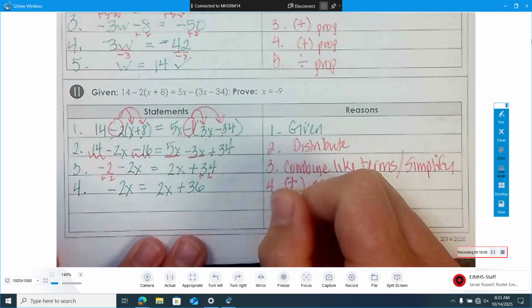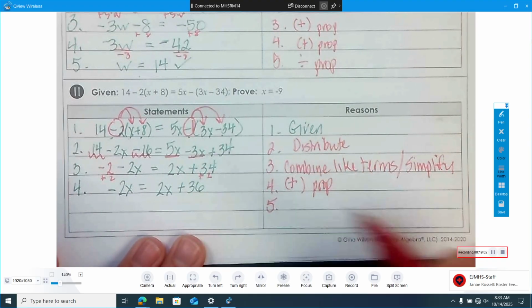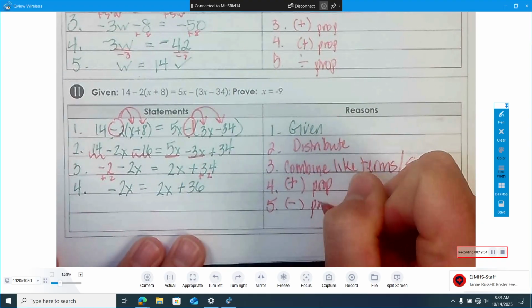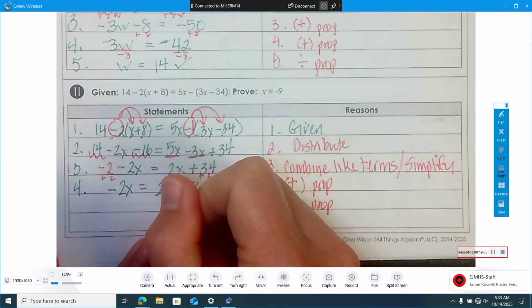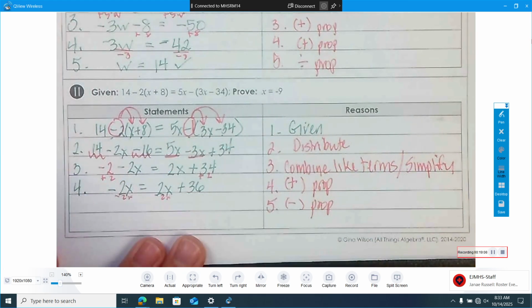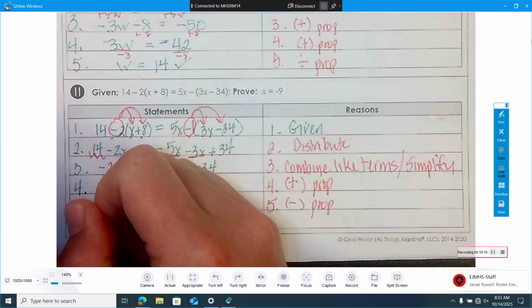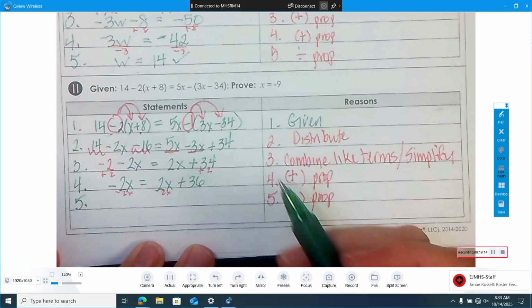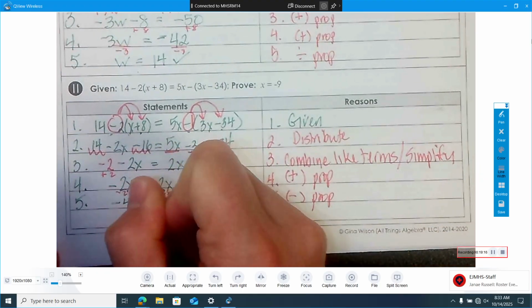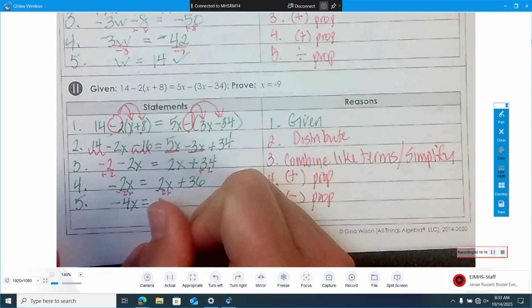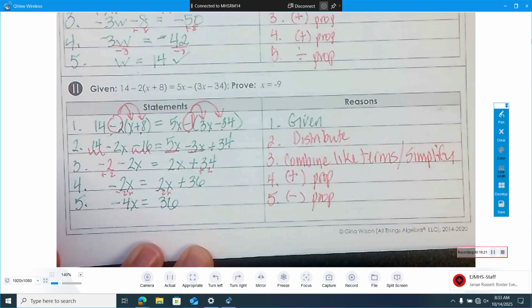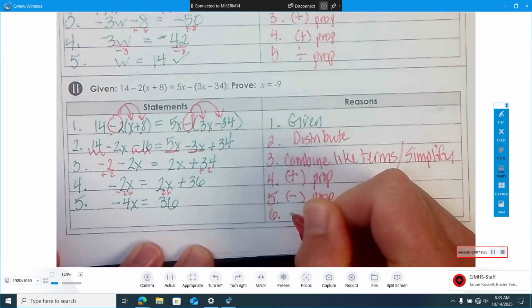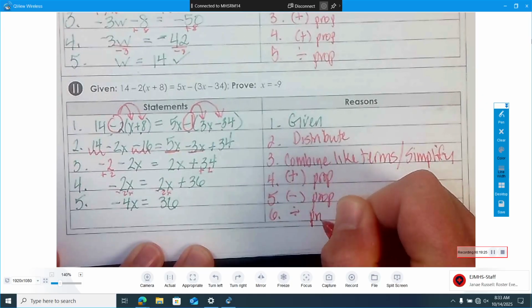All right, what's the next thing you want to do? Subtraction property of equality. So you're going to subtract the 2x from both sides. That's a good plan. All right. So negative 2x and another negative 2x gives us how many negatives? Negative 4x. And then we're just left with the 36. All right. And then what's the last thing you're going to do? Division property.